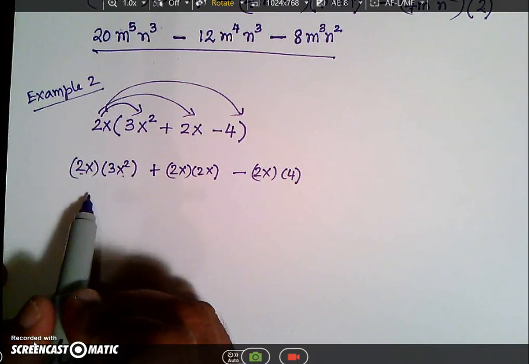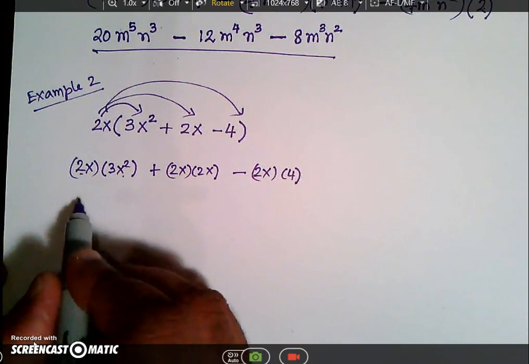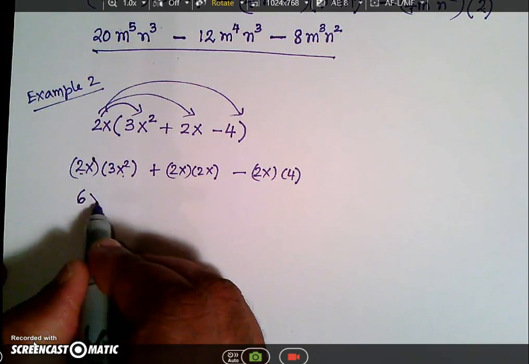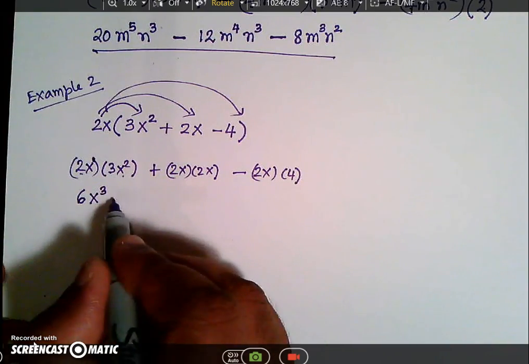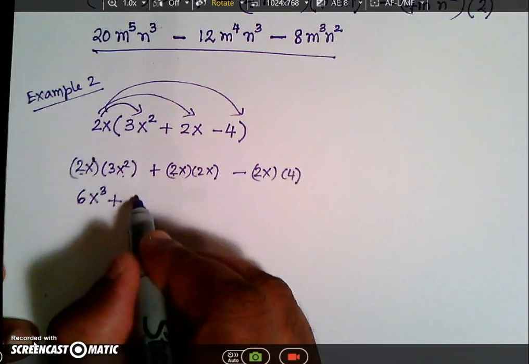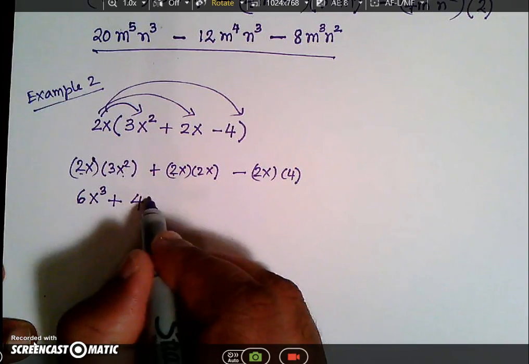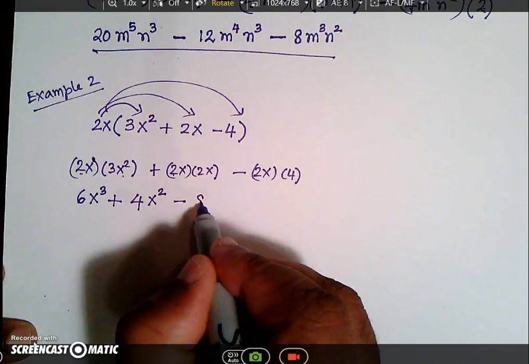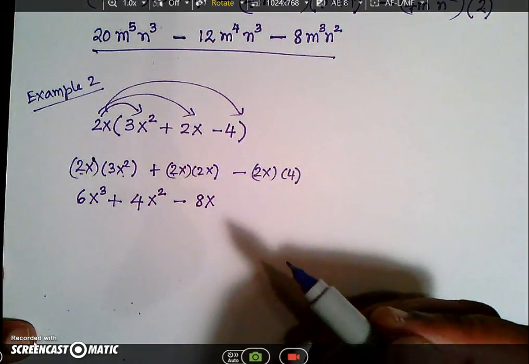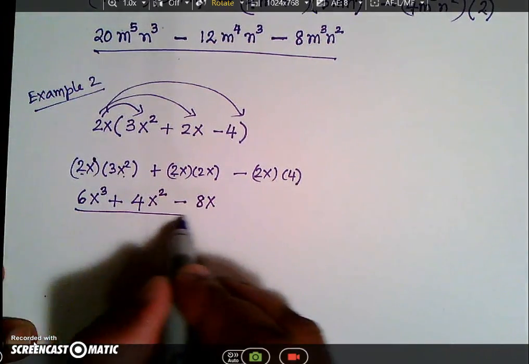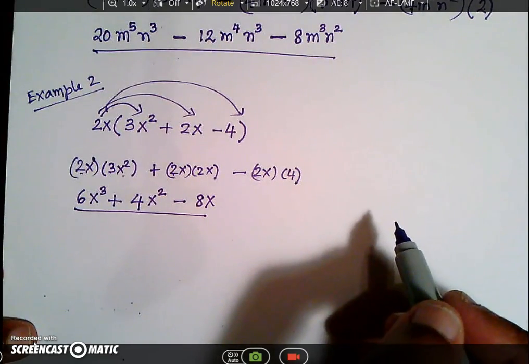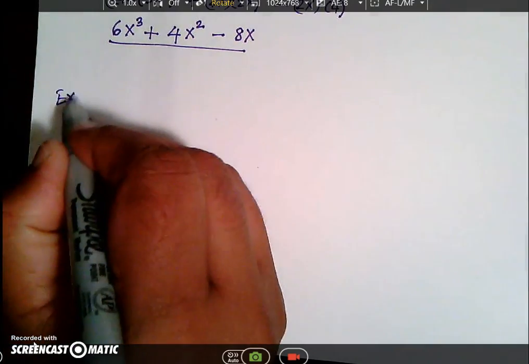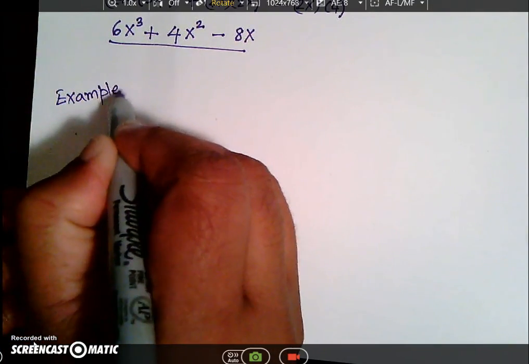So 2x times 3x square, 2 times 3 is 6, x times x square is x cubed, plus 2 times 2 is 4, x times x is x square, minus 2 times 4 is 8, x doesn't have anything, I'm just keeping the x. So multiplying a monomial and a polynomial. We can do another example just to make sure that we understood this part.